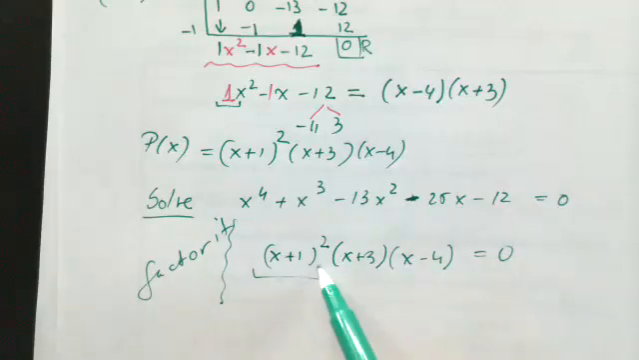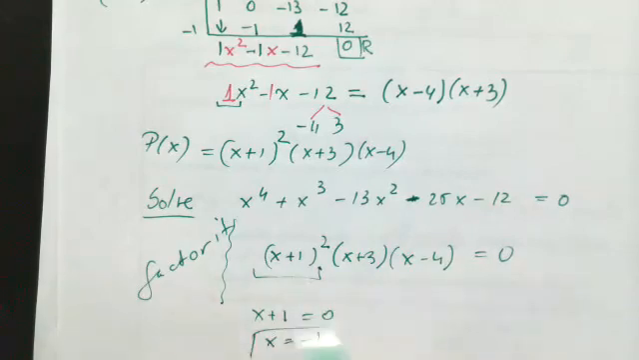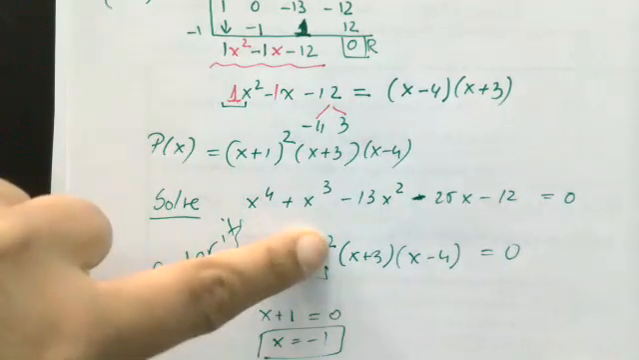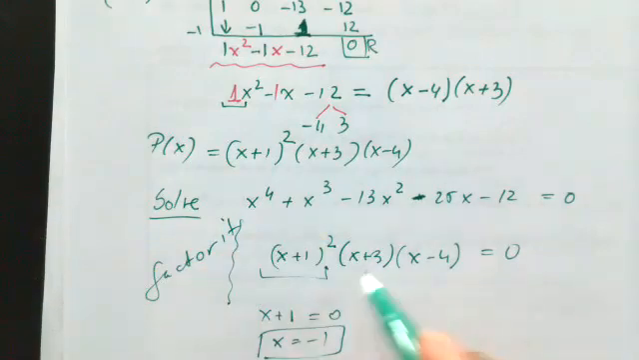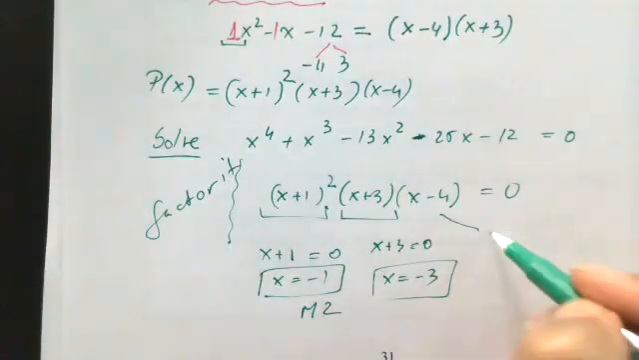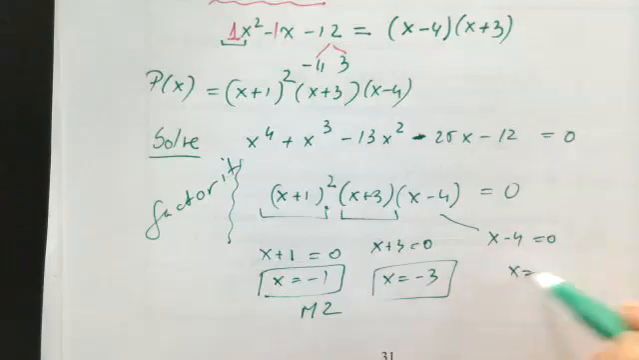So you split it into the first one, x plus 1 equals 0, x equals -1. And you would get your first solution. It just happened that it happens twice, okay? We call it multiplicity of 2, okay? Because it comes from this 2 right here. And then you take the next one, x plus 3 equals 0. You get x equals -3. And then you get x minus 4 equals 0, x equals 4. Okay?